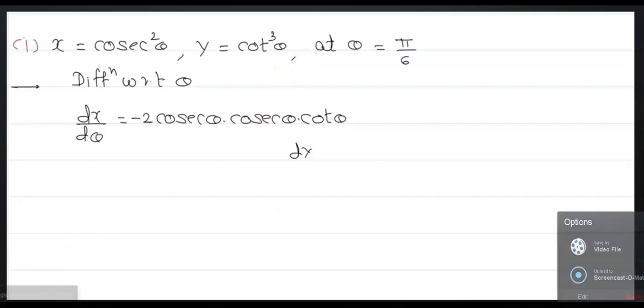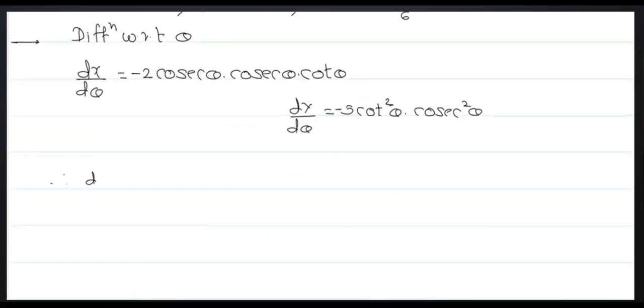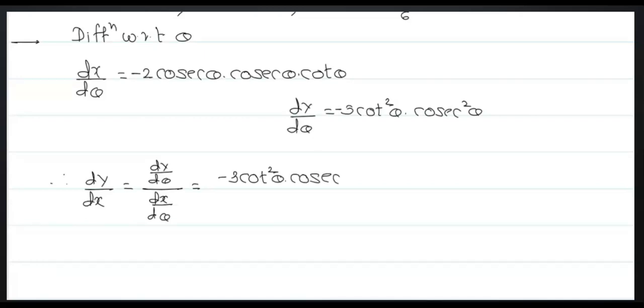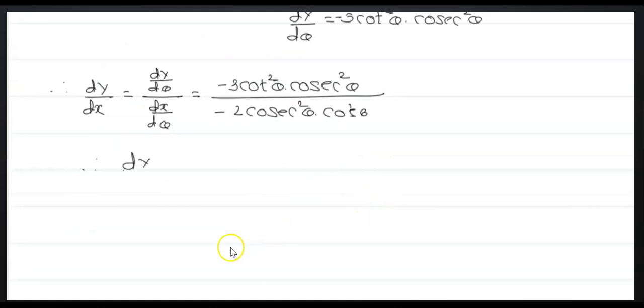Now see this here: 3 cot square theta, and the derivative of cot theta is minus cosec square theta. Therefore dy by dx is equal to dy by d theta upon dx by d theta, that is minus 3 cot square theta into cosec square theta upon minus 2 cosec theta into cosec theta cot theta. Now the terms will get cancelled.